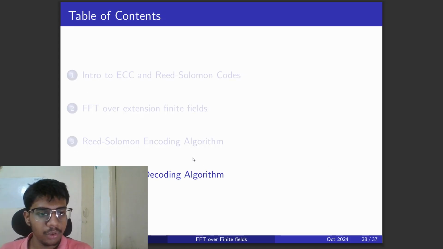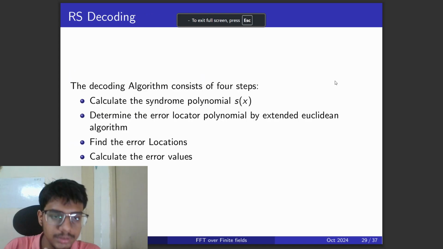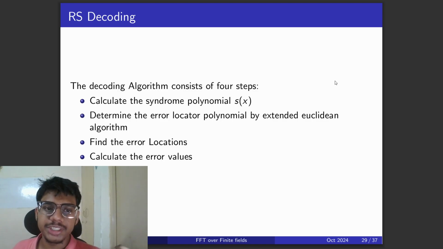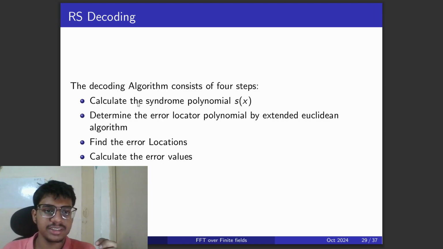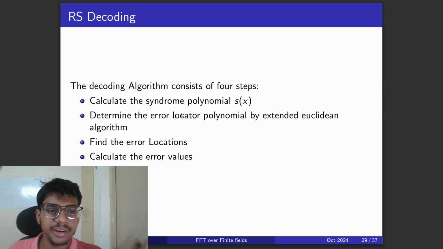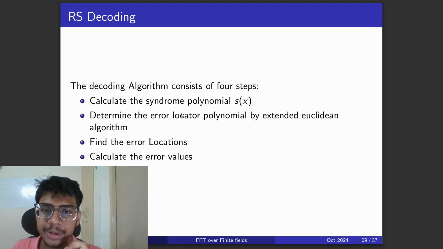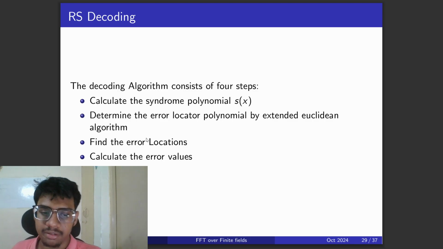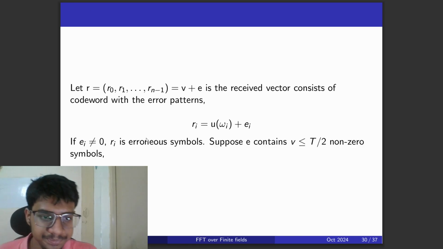Moving on to the decoding algorithm. Our Reed-Solomon decoding algorithm can be broken down into four steps. First is calculating the syndrome polynomial S of x, and second is the determination of the error locator polynomial lambda x by the Euclidean algorithm. Third and fourth are finding the error locations and calculating the error values. So let's move on and see how the algorithm works.